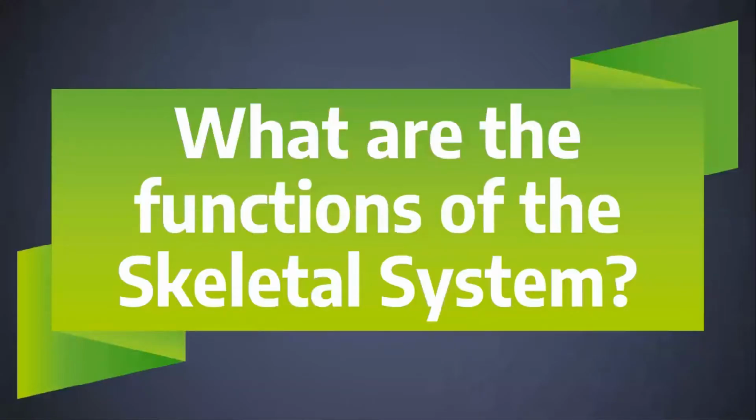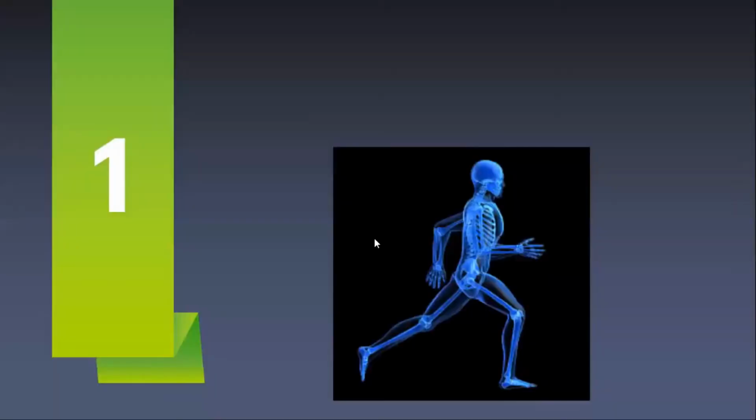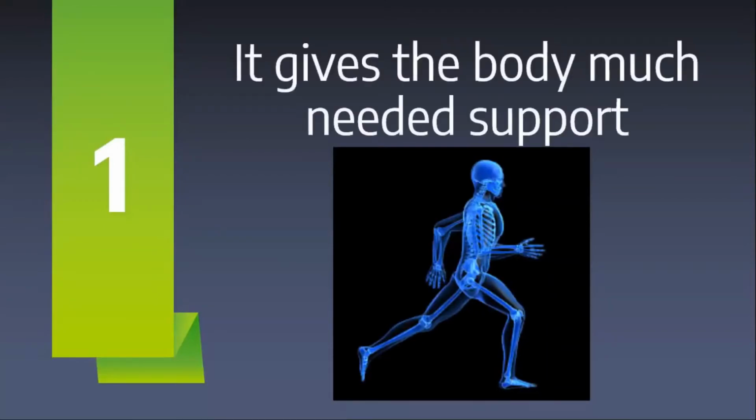So let us see what are the functions of the skeletal system, one by one. First, always remember that the skeletal system gives the body much needed support. It makes our body strong, makes us stand, run, and change position, therefore it gives the body that support.